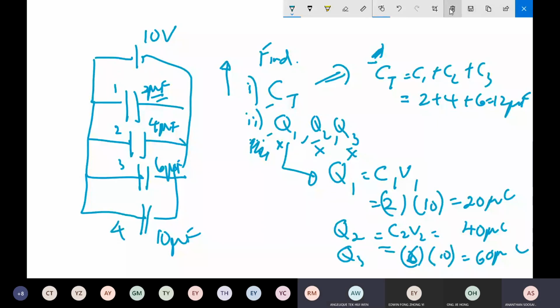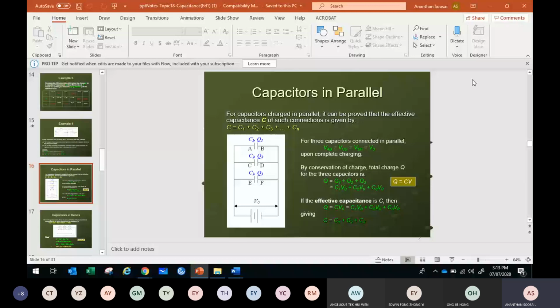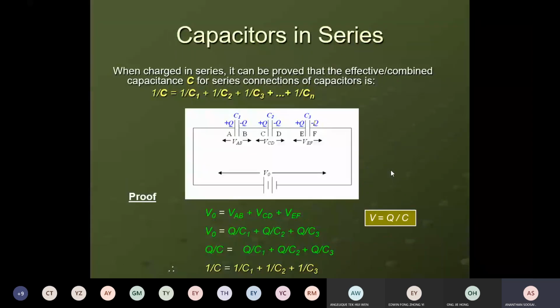Okay. So let me erase this. Now we go back to the slide. So now series. Three capacitors connected in series, one after another. What quantity is the same for this arrangement? Current is the same. So in this case, the charge is the same, like current here.